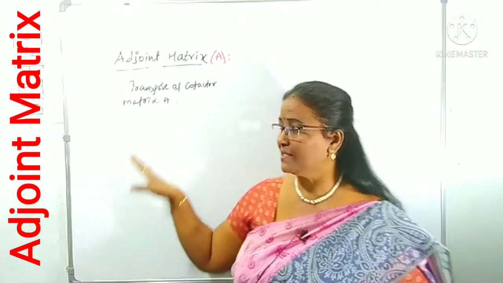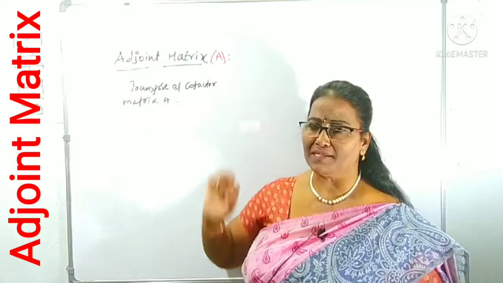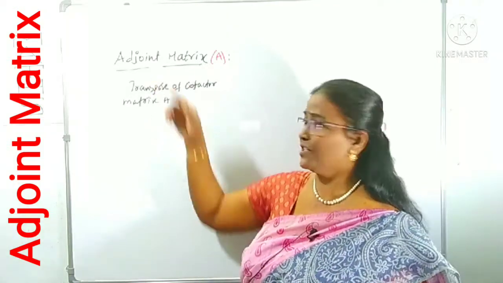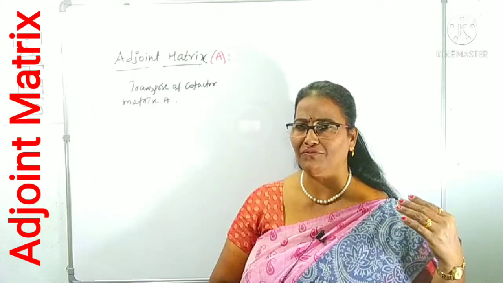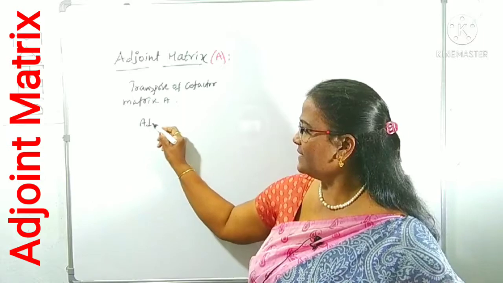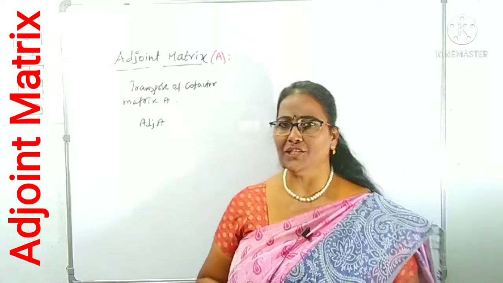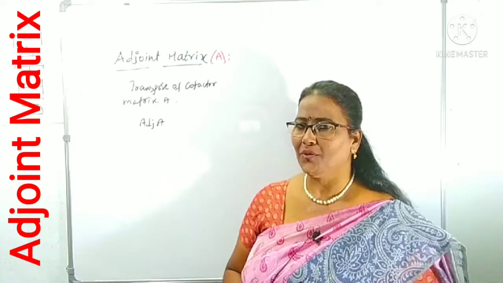ఇప్పుడు కోఫాక్టర్ మ్యాట్రిక్స్ అంటే ఇక్కడ నేర్చుకున్నాము. కోఫాక్టర్స్‌తో ఫామ్ అయిన మ్యాట్రిక్స్‌ని కోఫాక్టర్ మ్యాట్రిక్స్ అంటాము. దాని ట్రాన్స్పోజ్‌ని అడ్జాయింట్ అంటాం. What is adjoint? Transpose of cofactor matrix of A. It is denoted by adj. Adj అంటాం. అడ్జాయింట్ అని చదువుతాం, రాసేటప్పుడు adj అని రాస్తాం. అర్థమైందా? How can you find out?